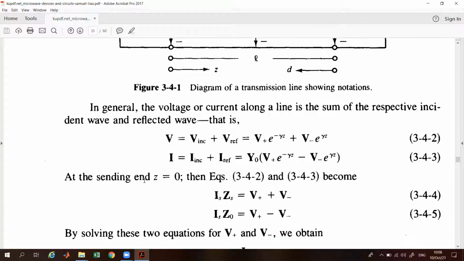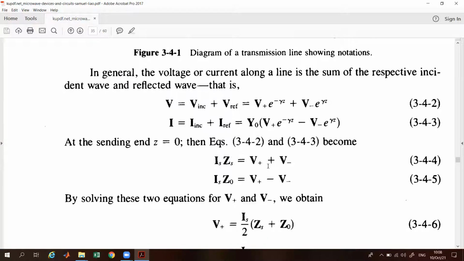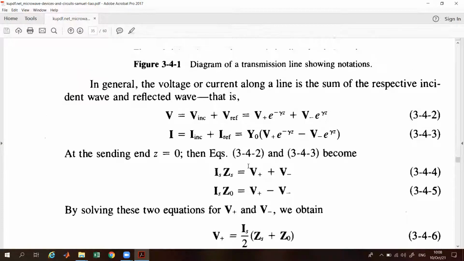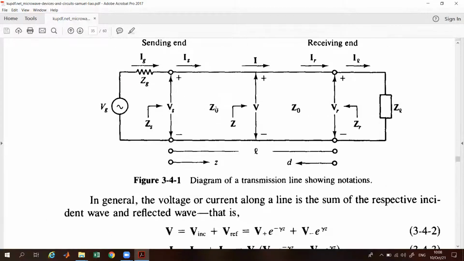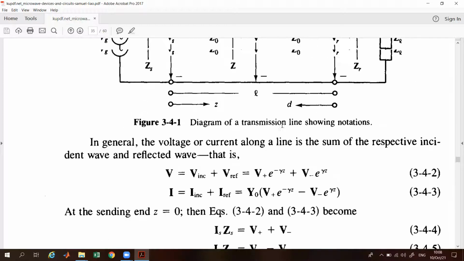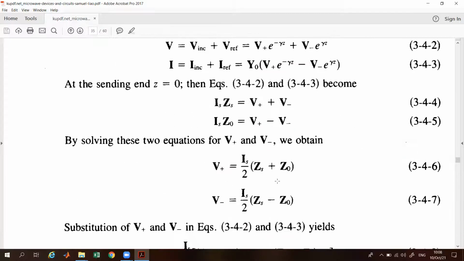Basically at the sending end, or at the source, Z equals 0. Then these two equations become, with Z equals 0 put in, Is into Zs, meaning at this point, equals V plus plus V minus. And with respect to the characteristic impedance, Is into Z naught at this point will be equal to V plus minus V minus, because we have to consider the effect of the reflected wave. So it will be in the negative direction at this point.